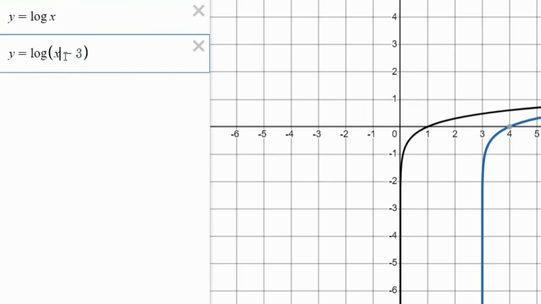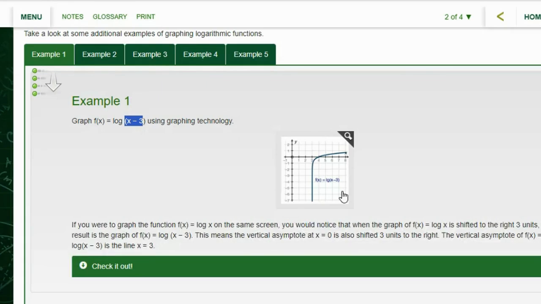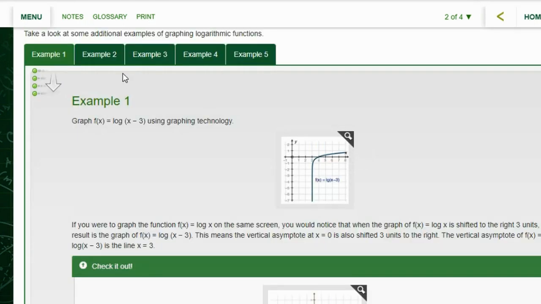Remember, if we make this a plus 3, it's going to go into the negatives, right? It shifted left 3. So now it's crossing the x-axis at -2. So it does just what we expect it to do. When you put x minus 3 in parentheses, it's going to shift it over 3 to the right. Example 2.